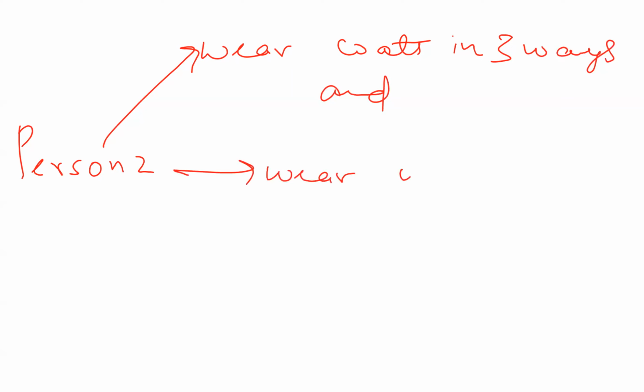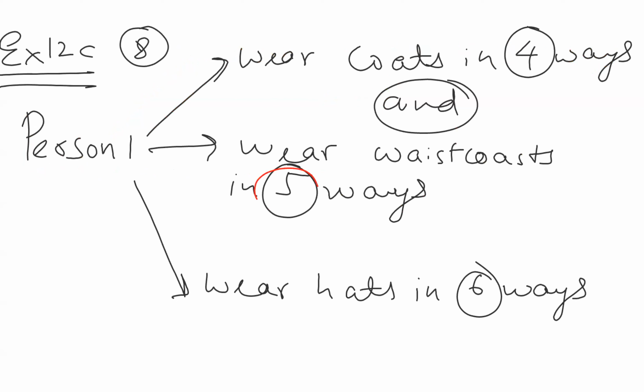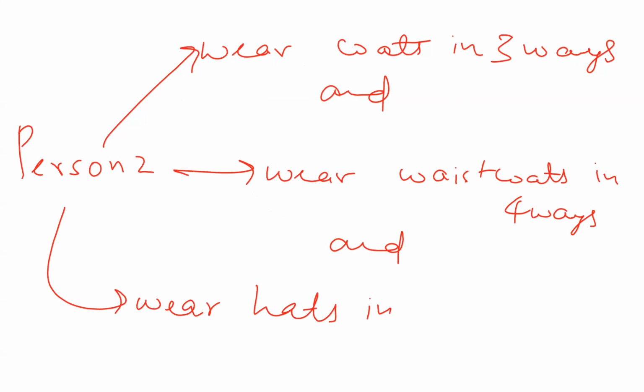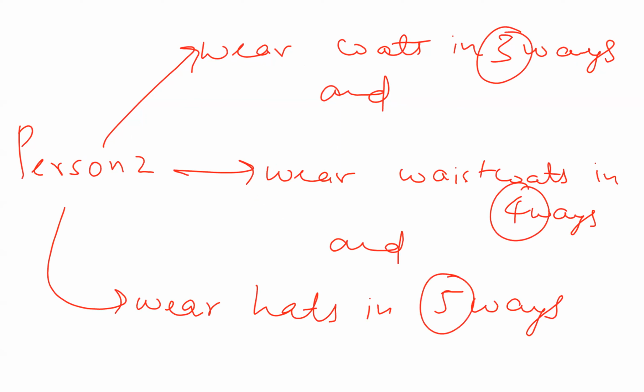And he can wear waistcoats in four ways, and he can wear hats in five ways. So one way I have reduced from person 1 to person 2. So person 2, that's any person out of the 3, can wear in 3 into 4 into 5 ways.